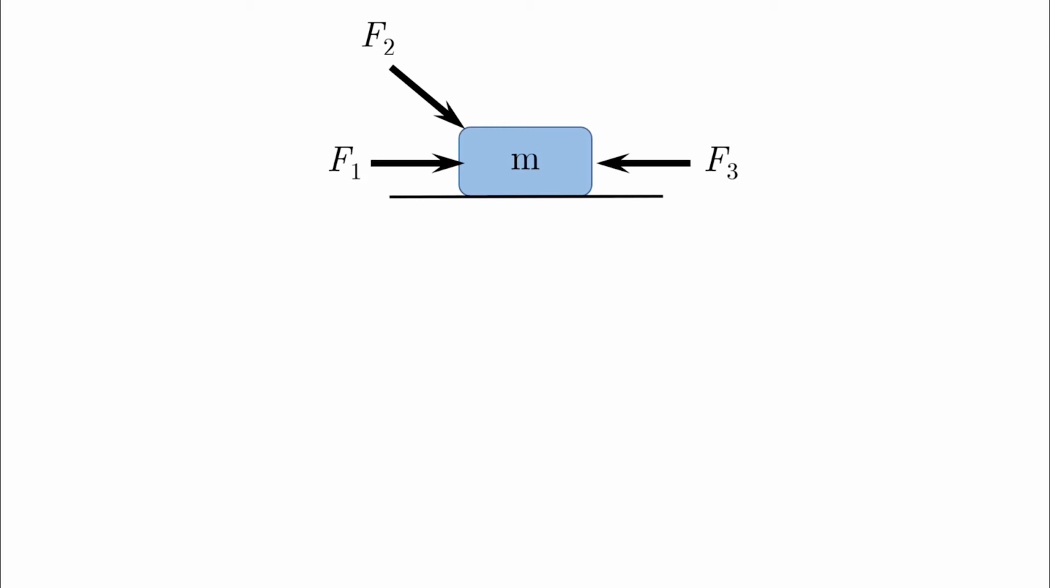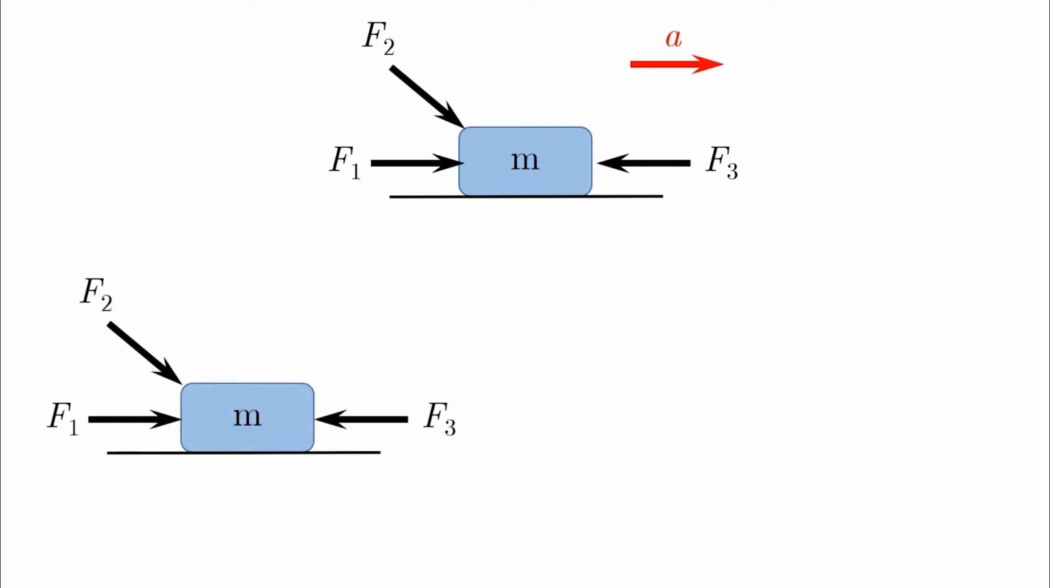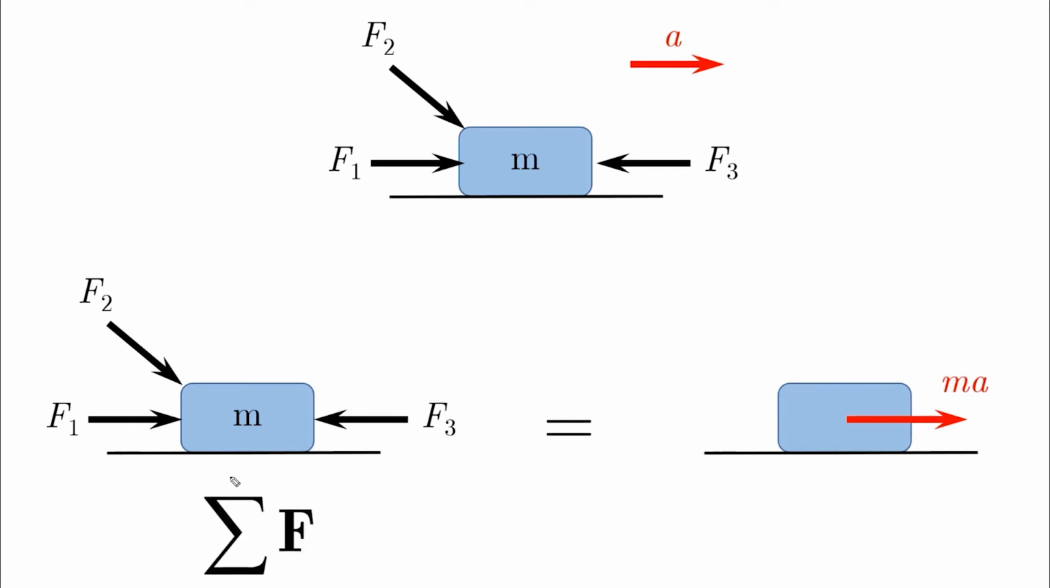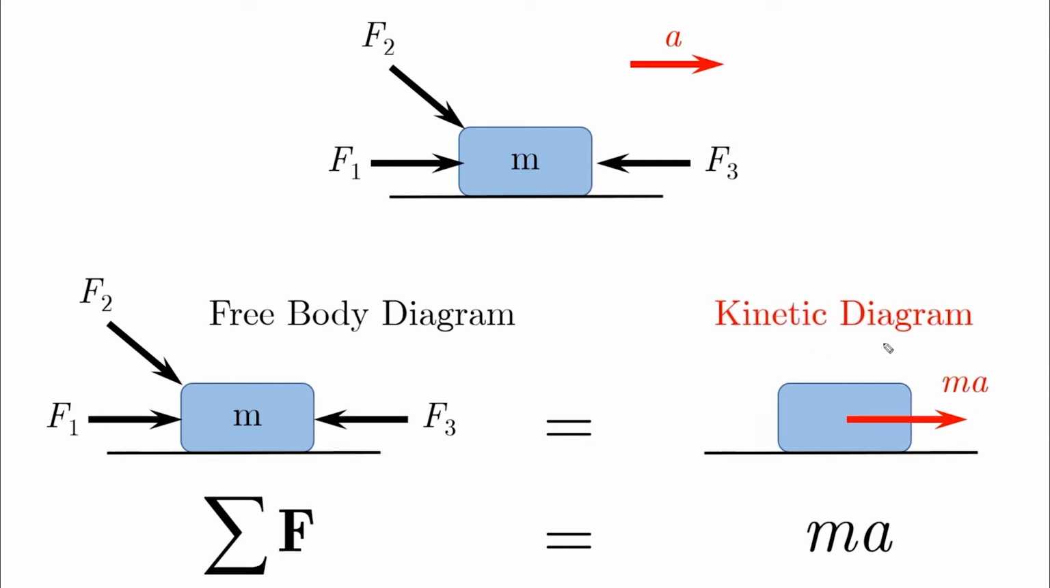When you have an object subjected to some forces, and those forces are causing the object to accelerate, it is highly recommended to distinguish between those forces that are actually acting and the resulting force, which is ma. Why? Because by doing that, we actually simplify the way we look at Newton's second law, which is summation of forces equals ma. The diagram that has the actual forces is called a free body diagram, and the one that has the kinetic force, ma, is called the kinetic diagram.